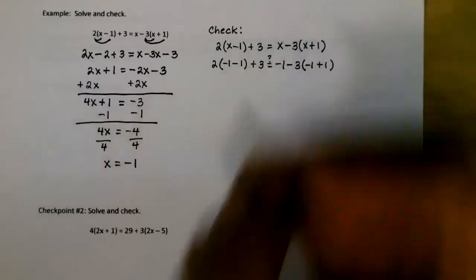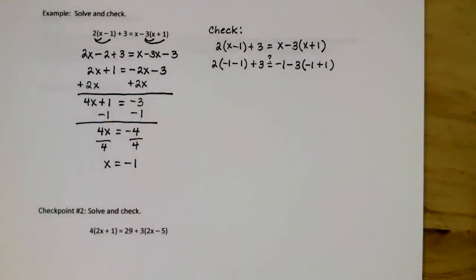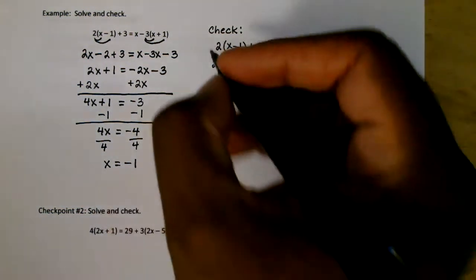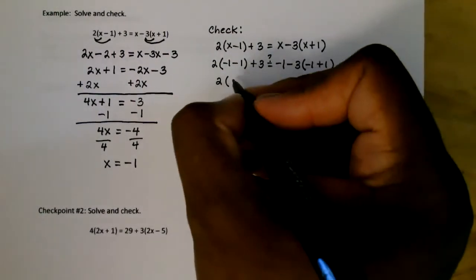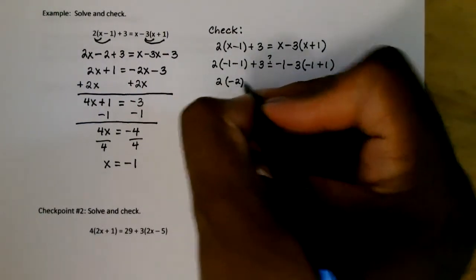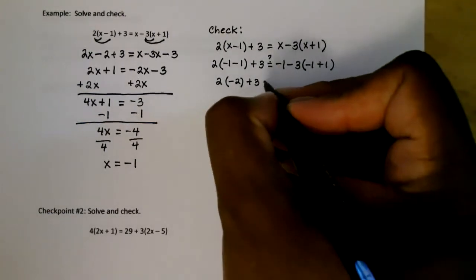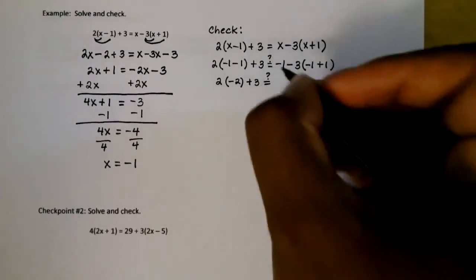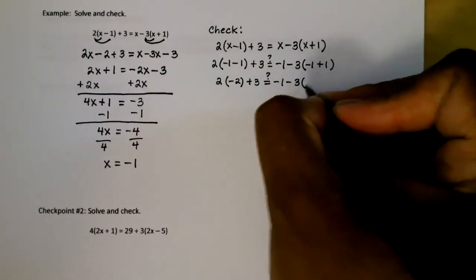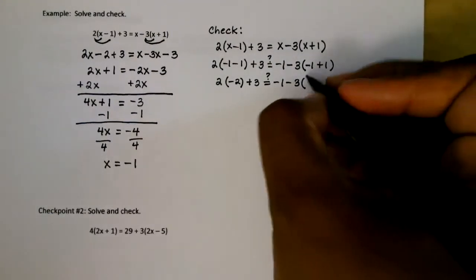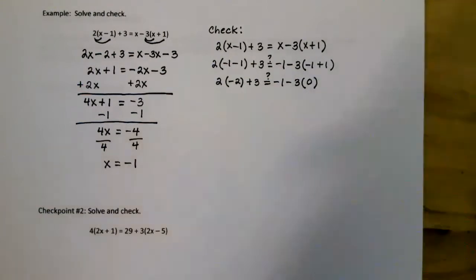Now go ahead and put a question mark on top of that equal sign because I want to know if the left side equals the right side. Simplify the left side, you got this 2 times -1 minus 1 will be -2. Then plus 3. I want to know what that's going to be equal to. Let's bring down the -1 minus 3 times -1 plus 1 is 0.